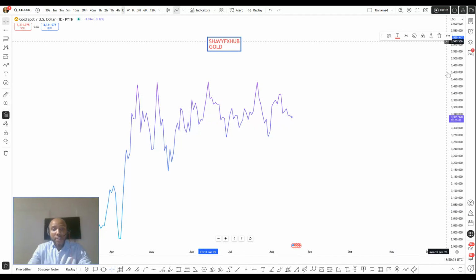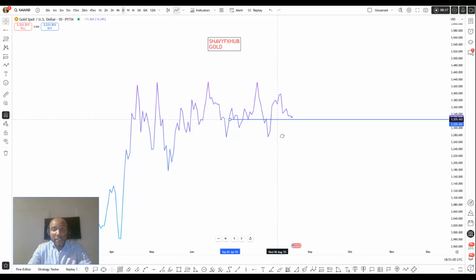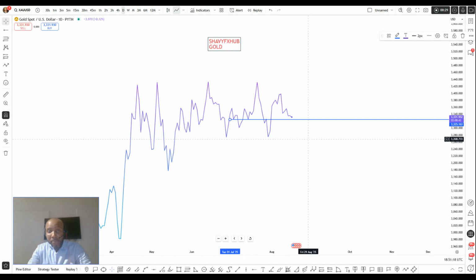So let's look at the structure of the market on a daily time frame. While we're using daily time frame, it gives us a clear directional bias. On daily time frame, you see the market has created a very strong demand floor at 3331. 3331 is a very strong demand floor on a daily time frame. And let me explain it.